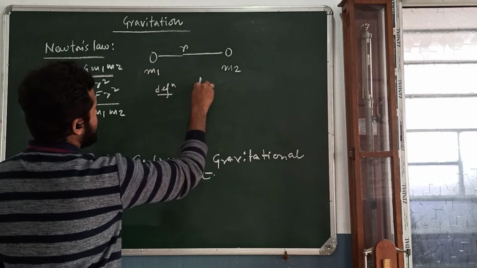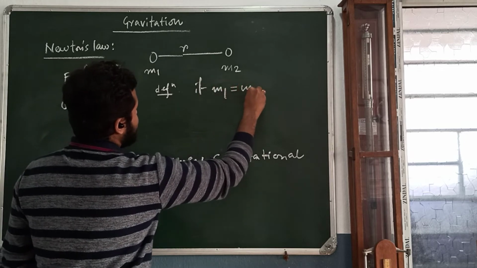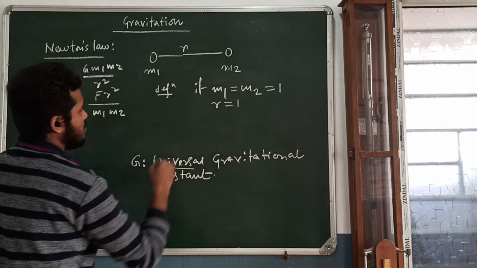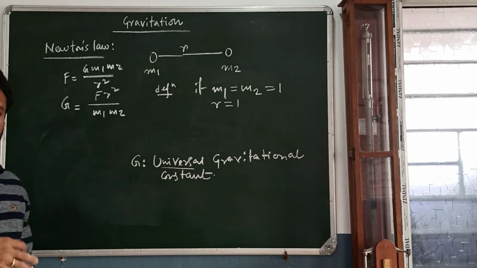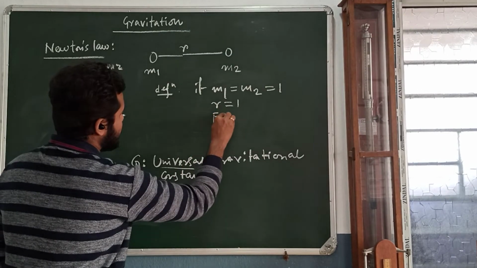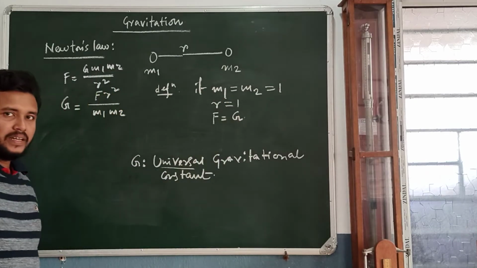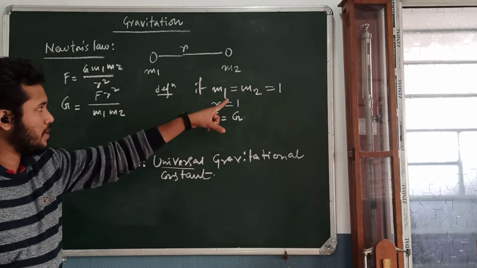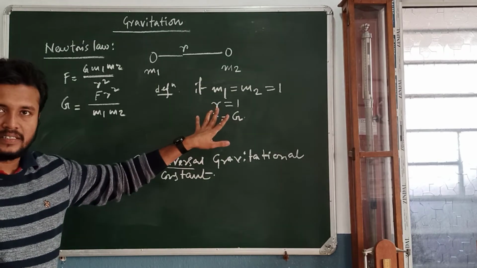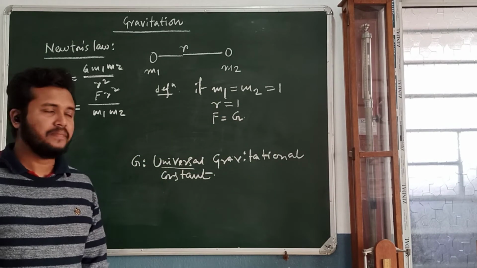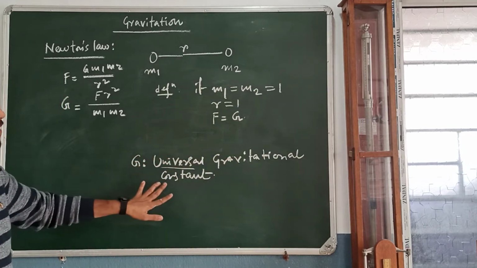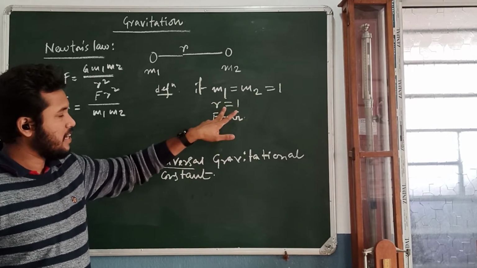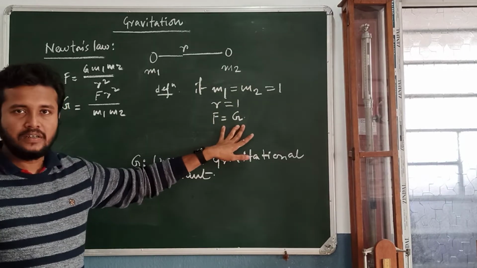suppose I maintain that m1 and m2 are equal to 1, and I also maintain that the distance between the bodies, as represented in the diagram, is equal to 1. Then the force developing between the bodies is equal to capital G. That means if two unit bodies are kept apart by a unit distance, then the attractive force developing between them is known as the universal gravitational constant. So the attractive force developing between two unit bodies at a unit distance apart is equal to the gravitational constant.